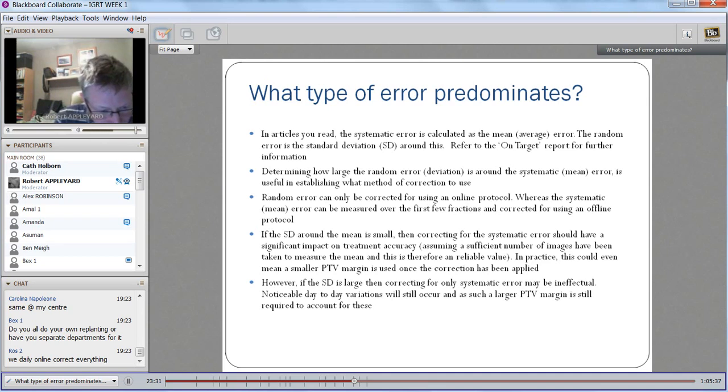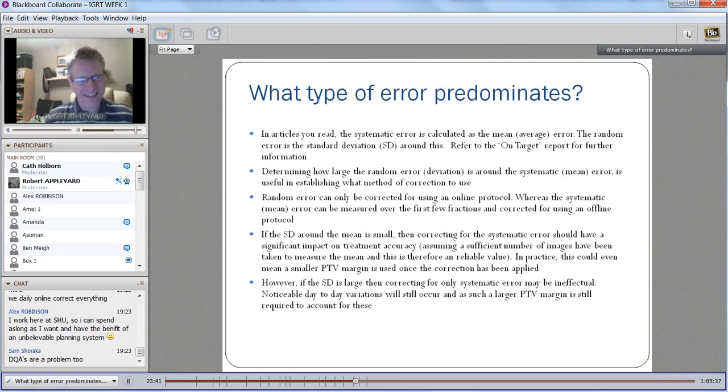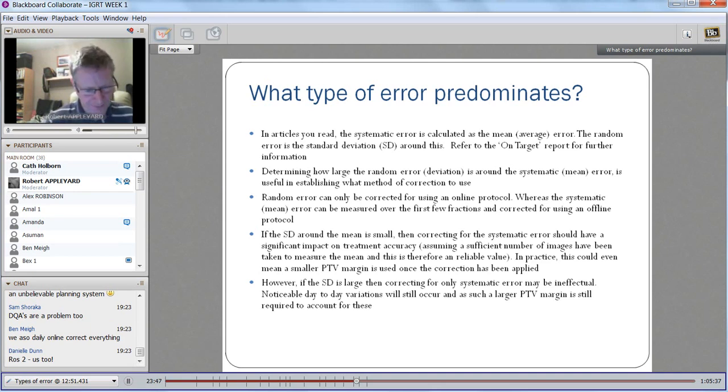There's a few people here. Roz, we daily online correct everything. Okay, we'll come back to that. We'll have a discussion about that. Hopefully we'll talk a little bit about correction protocols, but nothing significant. We'll build onto that later. Okay, there's a few people there.